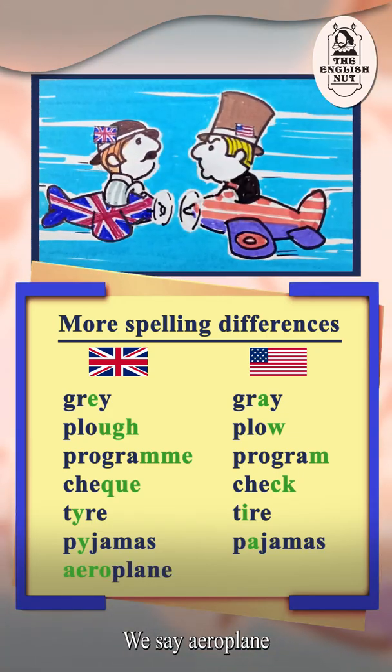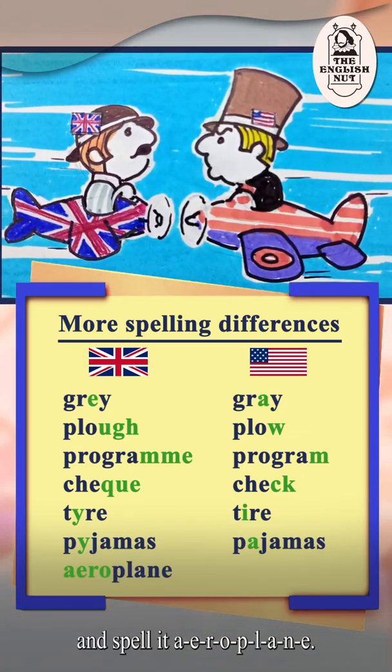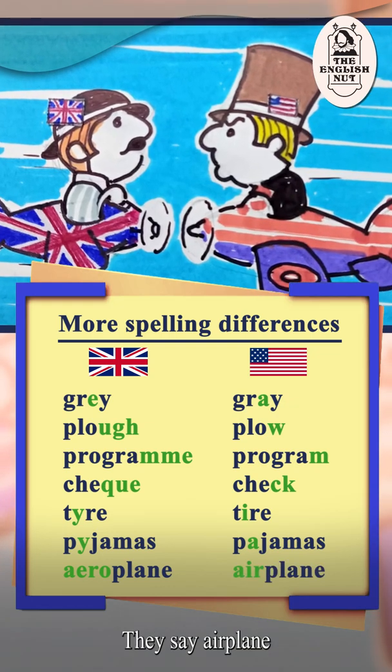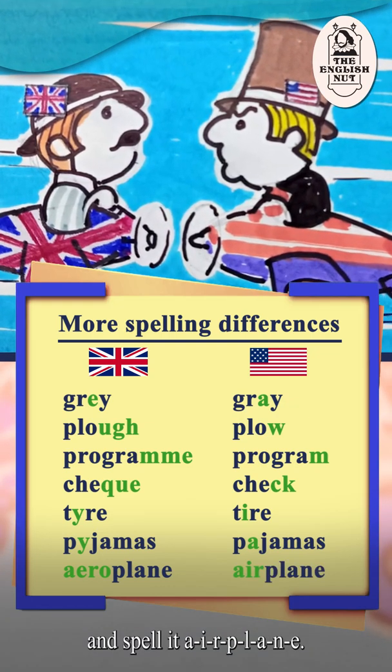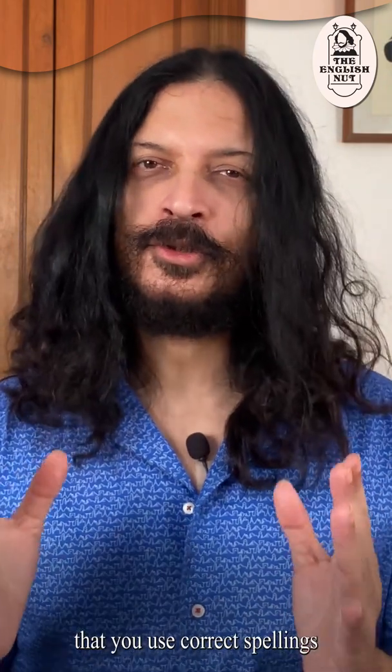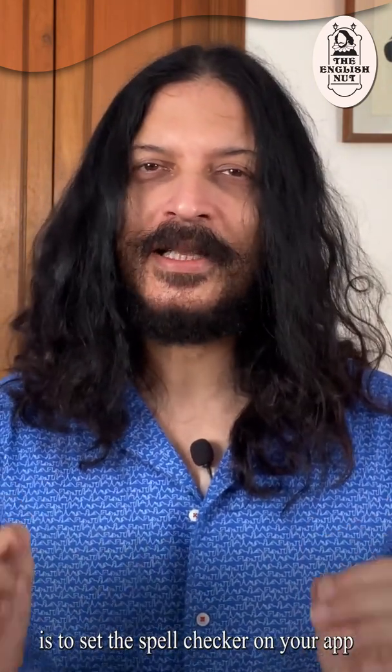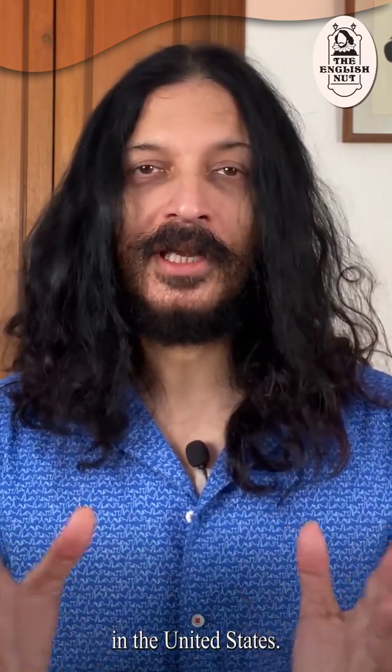We say aeroplane and spell it AEROPLANE, they say airplane and spell it AIRPLANE. A simple way to ensure that you use correct spellings is to set the spell checker on your app to British English, unless you happen to live in the United States.